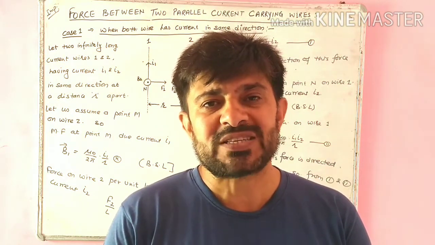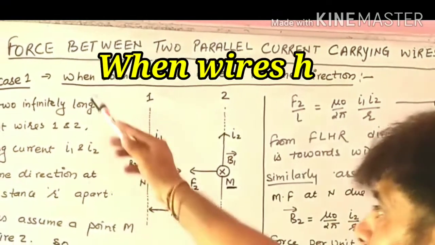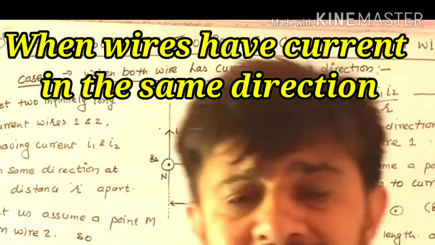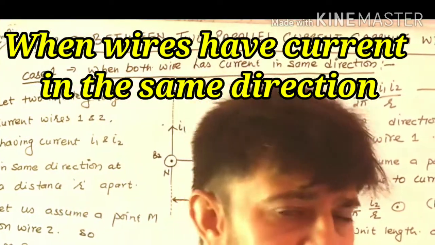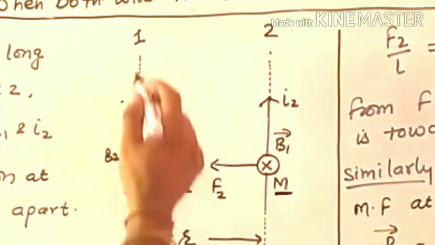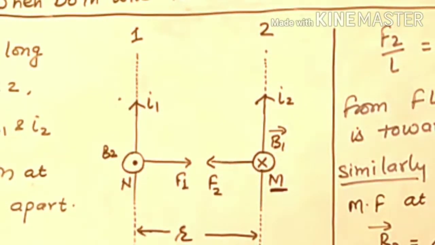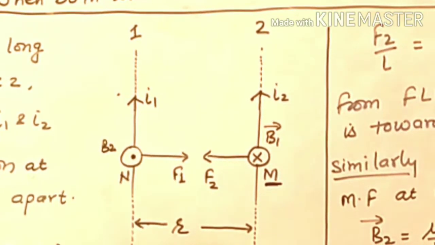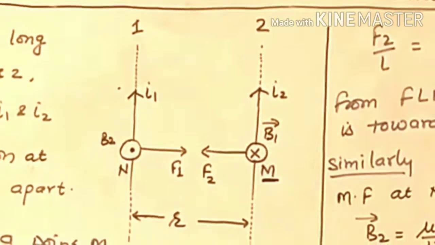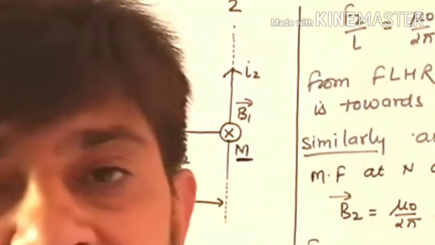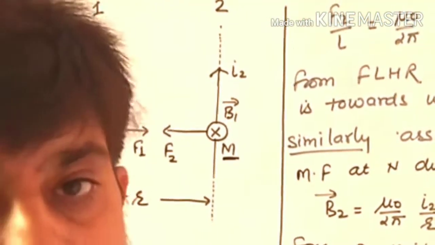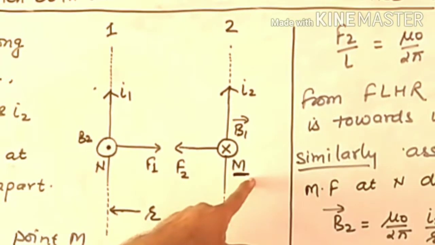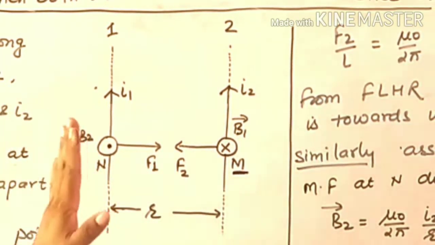Now we come to the first case, when both the wires carrying current in the same direction. Let us first understand about the figure. We have assumed two wires, 1 and 2, of infinite length. These two wires are separated by a small distance r, and both the wires are carrying current I1 and I2 respectively in same direction. We have assumed point M and point N on wire 2 and wire 1 respectively.